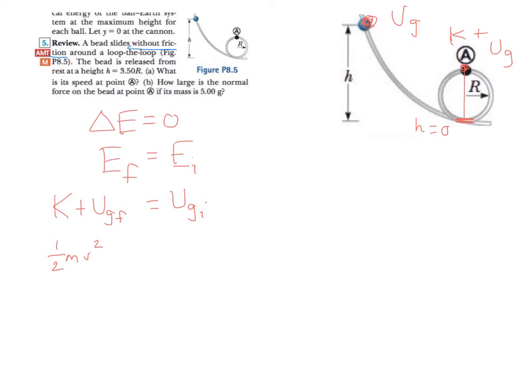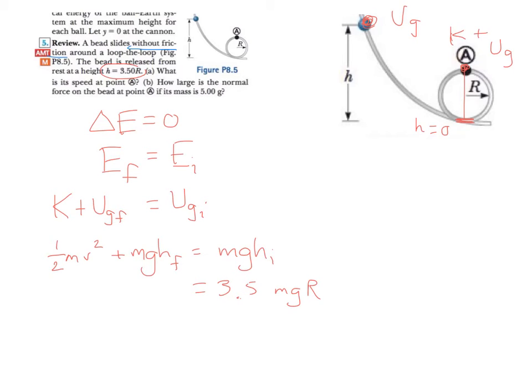For UG final, the formula is mgh. We'll call that H final because it's not the same as H initial. So there we have mgh initial. In the diagram it's labeled as H. In the prompt, though, they tell you that H is 3.5 r. That's 3.5 times the radius. So we'll go ahead and say H here is 3.5 r, which means the initial potential energy is 3.5 mgr. So notice I put my coefficient out front.